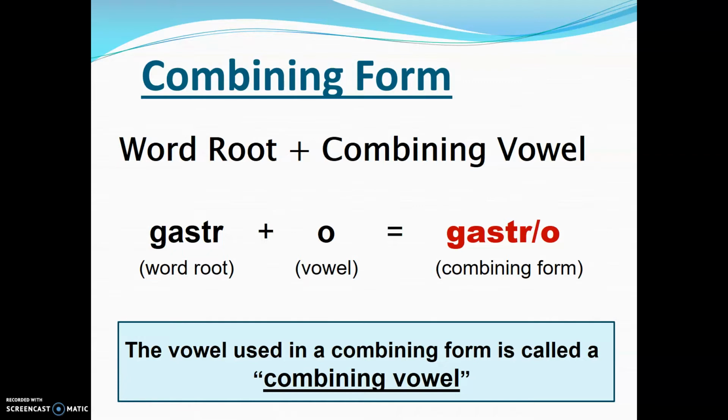Combining form. Combining form just means when you combine a word root and a combining vowel together, that creates a combining form. For instance, gastr plus O equals gastro. Gastro is the combining form. The vowel used in a combining form is called a combining vowel.